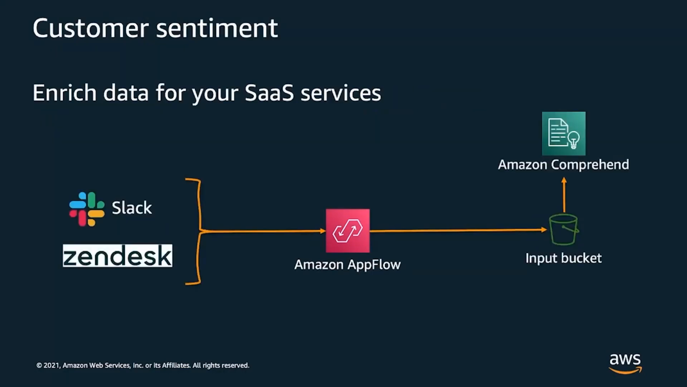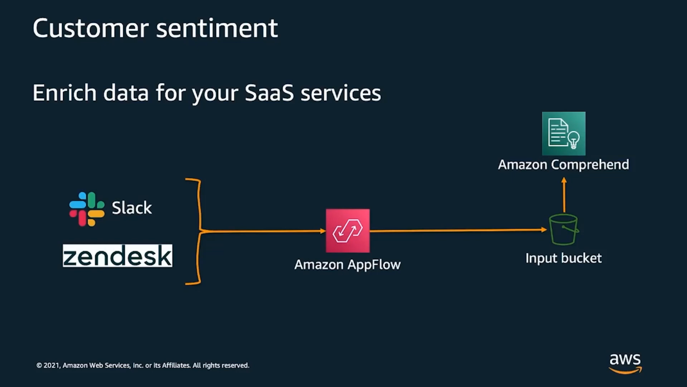And here's one I thought might be kind of cool. Let's say I want to take my customer sentiment. What is my customer thinking? I'm going to look at communication. I'm going to look at my support information coming in. I'm going to look at maybe communication with customers via Slack. And I'm going to bring that into Amazon AppFlow, and put it in an input bucket, an S3 bucket. And then I'm going to look at it with Amazon Comprehend, and see, hey, are they happy? Are they sad?